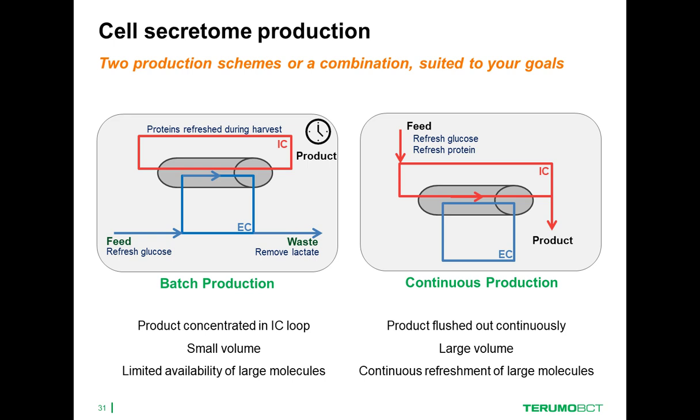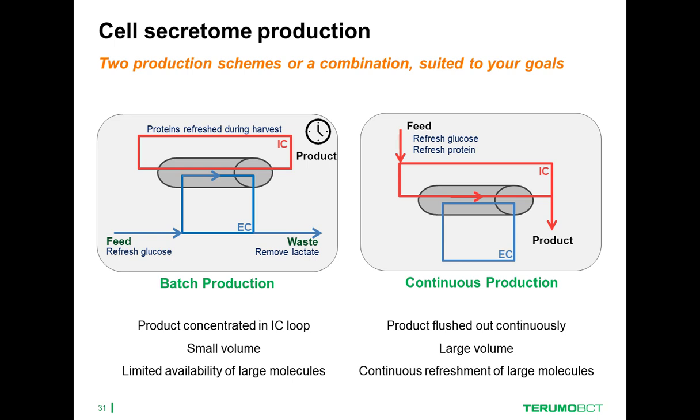On the left, we can collect in batches by closing the IC loop to concentrate the secreted product in the IC loop, while exchanging nutrients and removing waste through the EC loop. After a set time interval, we can flush the IC loop quickly to push out the secretome and obtain a small volume but highly concentrated product in a bag.